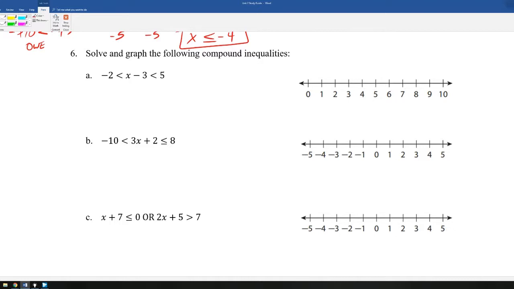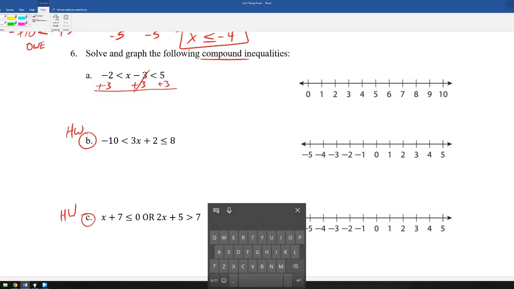All right, so I'll do 6A. You guys definitely get B and C. Again, how do we get x all by himself? Well, we have a negative 3. How do we get rid of a negative 3? Plus, right? But remember, if it's written as a compound inequality, compounds look like this. What you do on the inside, do to the outsides. So we got 3 minus 2, or negative 2 plus 3, and that should get you 1.